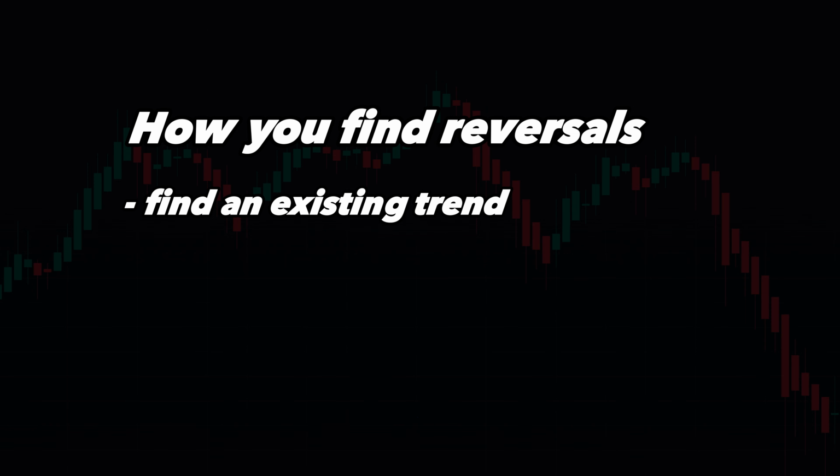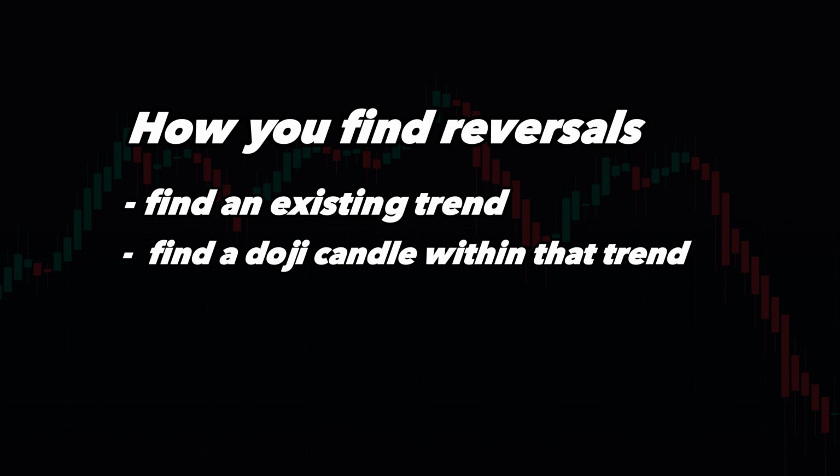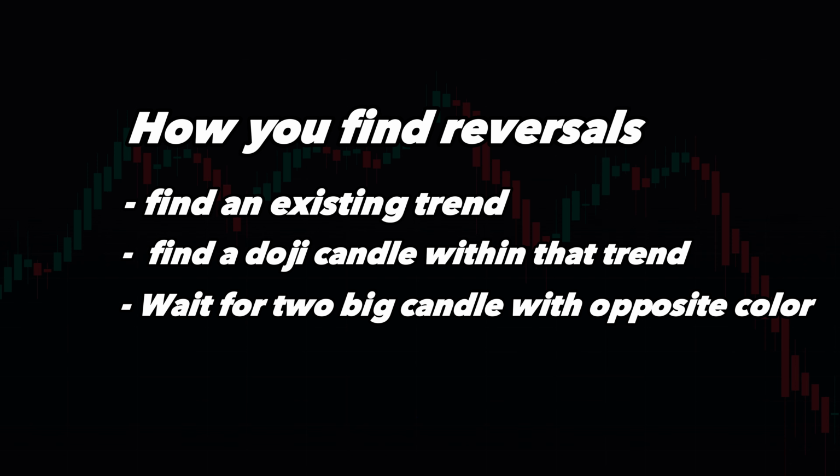The first step is to find an existing trend. The next step is to find a doji candle within that trend. A doji candle can be of any color. If you have not watched my candlestick videos, then I would suggest you do. The next thing is to wait for two candles that are of the opposite color of the trend.